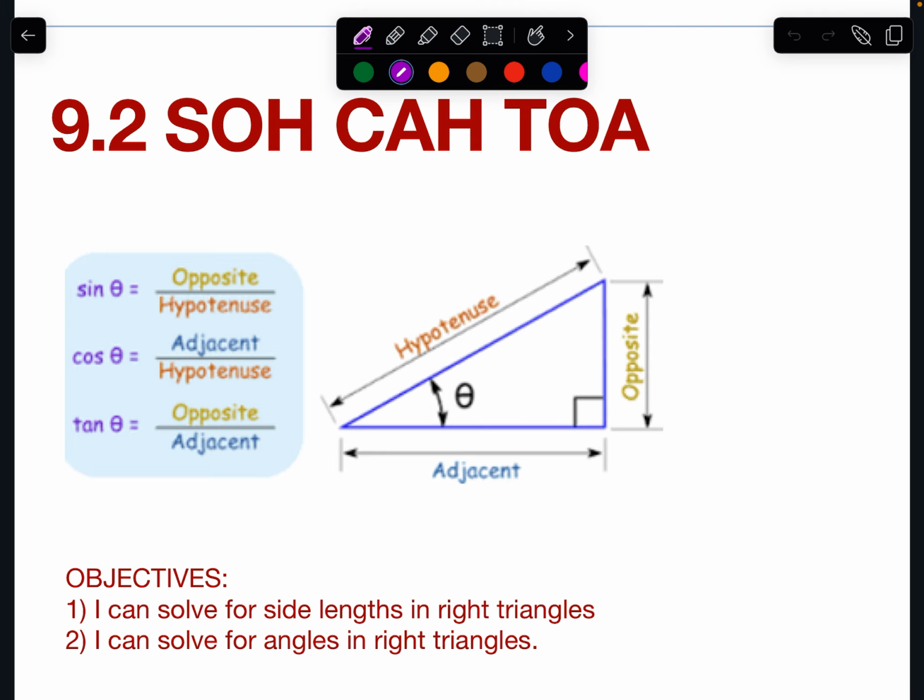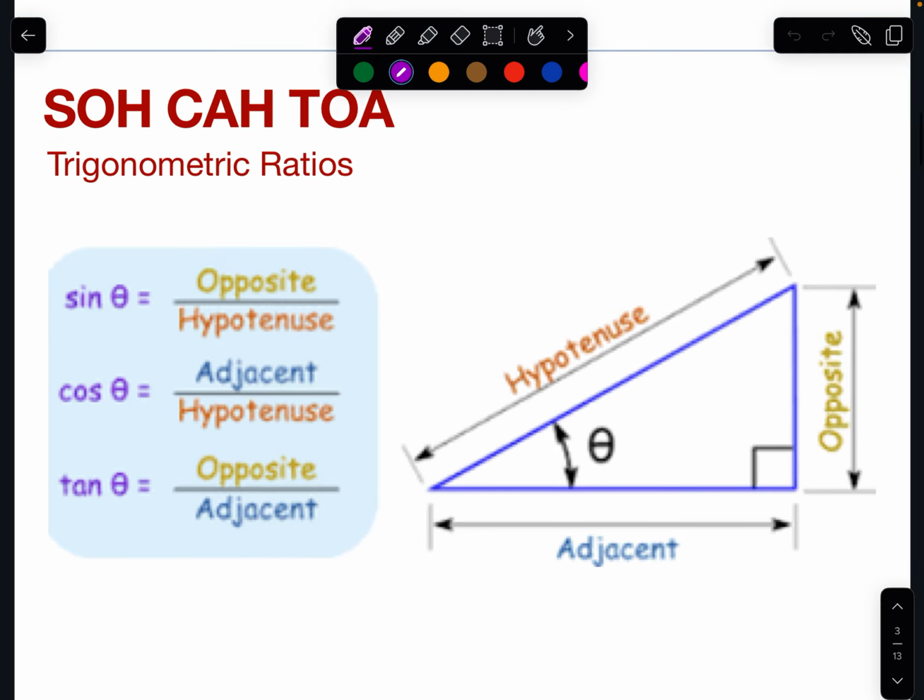Our objectives today are to solve for side lengths and angles within right triangles, with the understanding that the Pythagorean theorem, although usable with right triangles, is not going to help us today. So sine, cosine, and tangent, what are they?